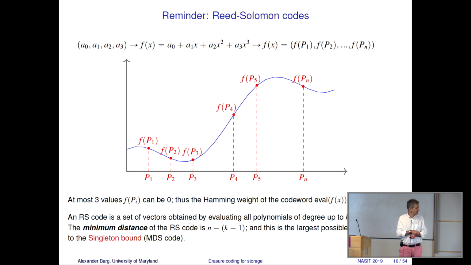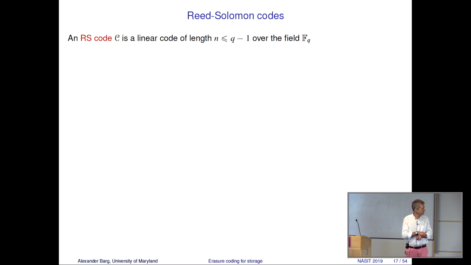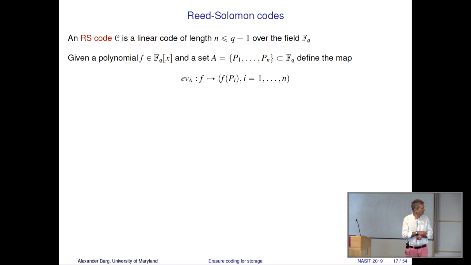And a code that has Hamming distance equal to the length of the code minus the dimension plus 1 is called a maximum distance separable code, MDS code. Reed-Solomon codes form an example of MDS codes. It's a linear code of length at most q minus 1. Why is the length restricted? Well, we needed to choose the points p1 to pn, and there are at most q minus 1. Well, let's ignore 0, the non-zero elements in the field. And so the length of the code is limited to q minus 1.